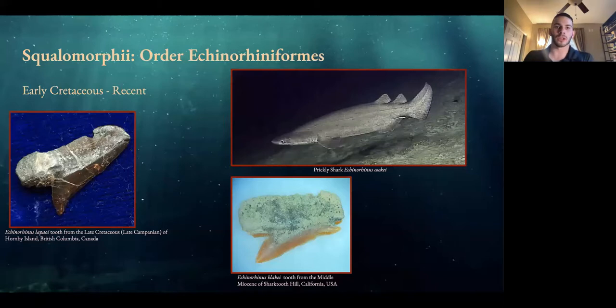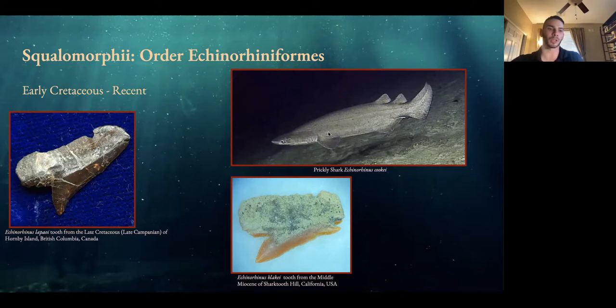After that, we have the order Echinorhiniformes. These are somewhat controversial as well, as morphologically, these have been placed for a long time within Squaliformes, which we'll get to next. However, they are genetically known to be linked closer to the Squatiniformes and Pristiophoriformes. We have the prickly shark here, Echinorhinus cookei, as well as the bramble shark, Echinorhinus brucus.